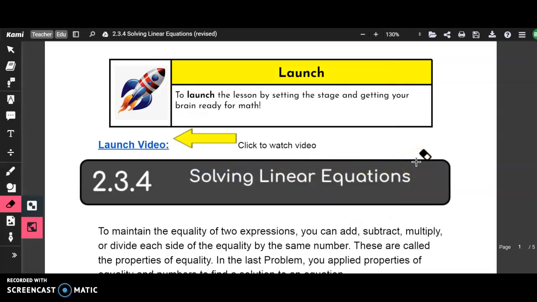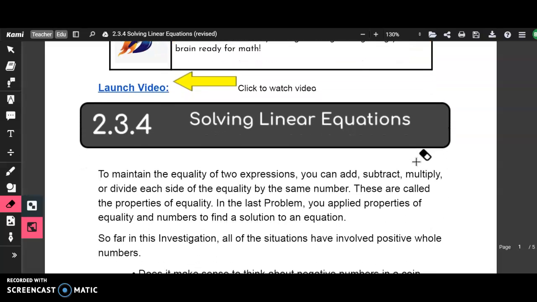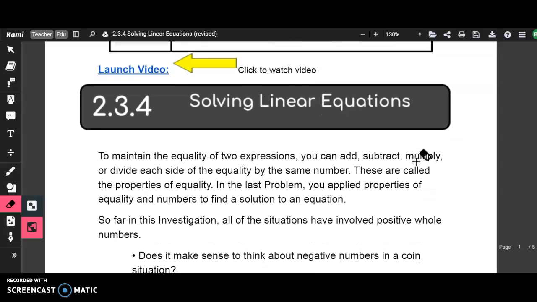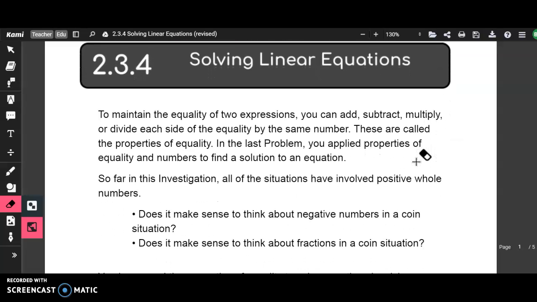Hello, welcome to 2.3.4. This is called Solving Linear Equations. We're going to put together everything that we've learned so far in this unit into solving these linear equations.